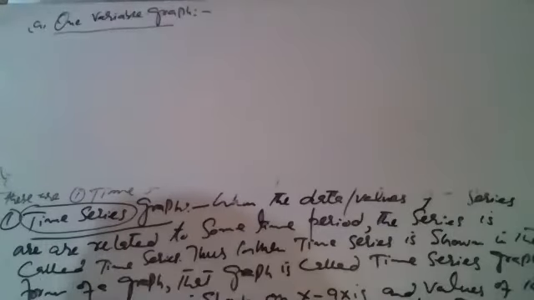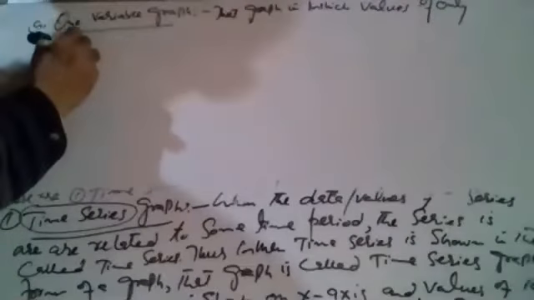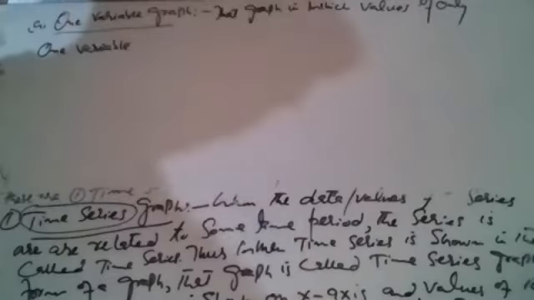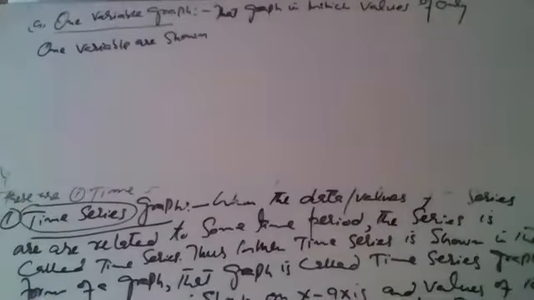That graph in which values of only one variable are shown with respect to some time period, that graph is called a one variable graph.